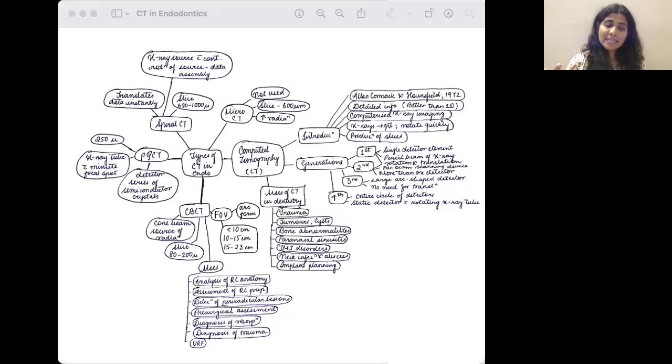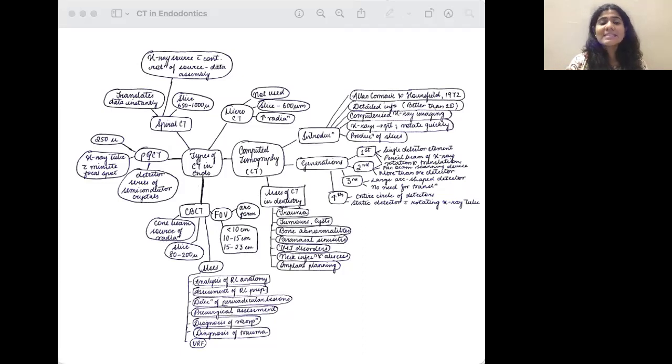Now, micro CT is not used much because of increased radiation. The slice produced by micro CT is 600 micrometers. Then comes the spiral CT. The spiral CT has a slice of 650 to 1000 micrometers. In this, the X-ray source is continuously rotating, and the data is assembled and translated instantly. Next comes PQCT. PQCT gives us thin slices, about 250 microns. There are semiconductor crystals in the detectors, and the X-ray tube has a very minute focal spot.